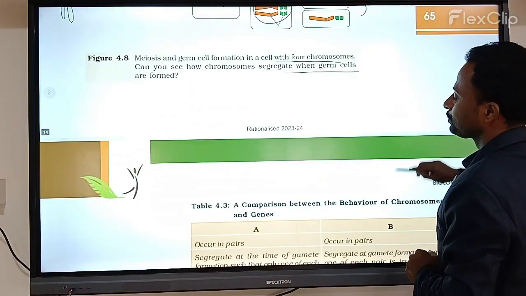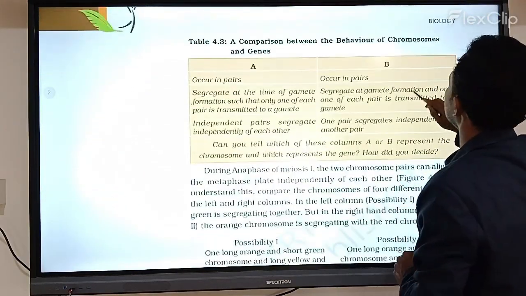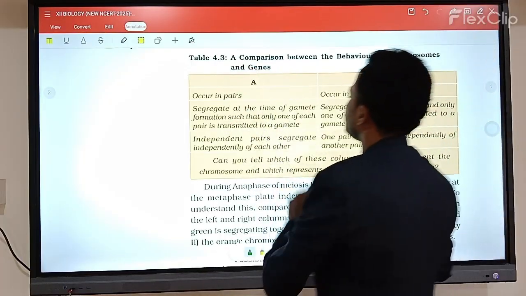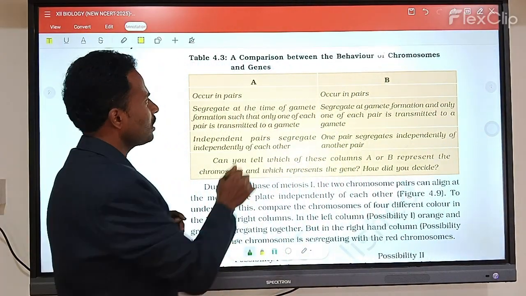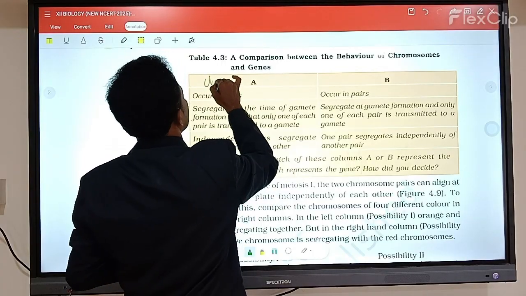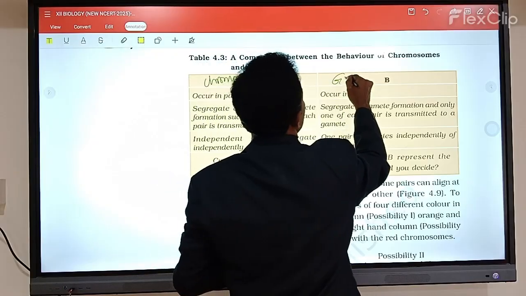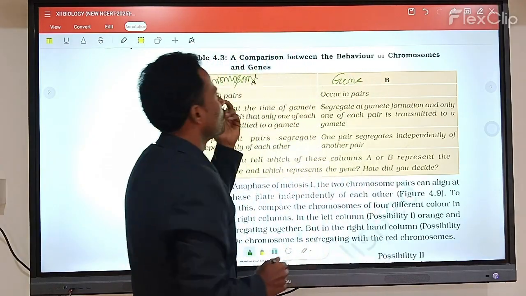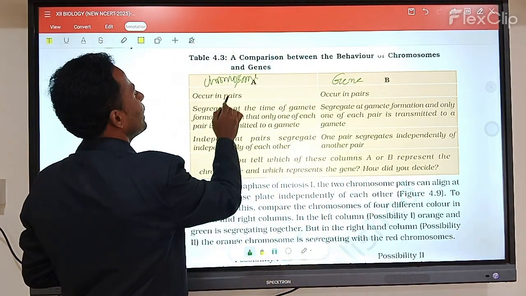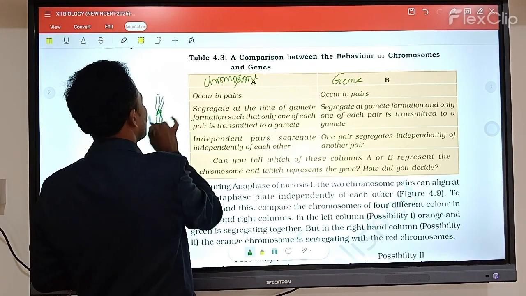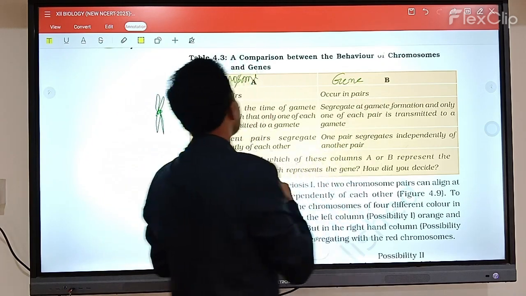Okay, let us see here what is the comparison between chromosome and gene. See, here this is a chromosome, and this is a gene. Chromosome and then gene. See, it is occurring in pairs. The chromosome is occurring as a pair, and the gene is also occurring completely as a pair.